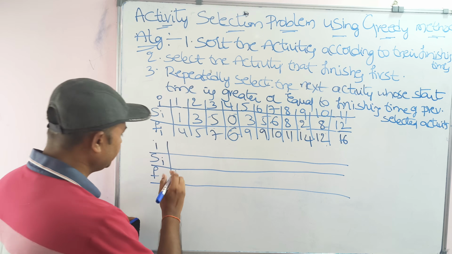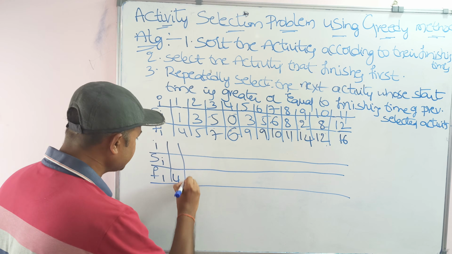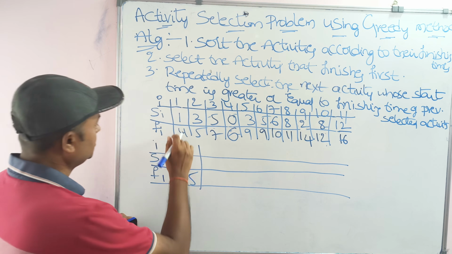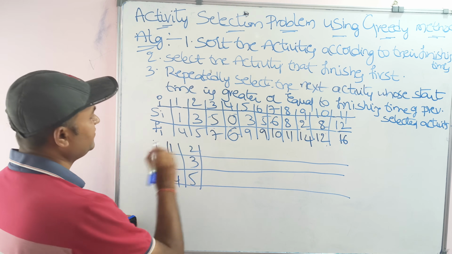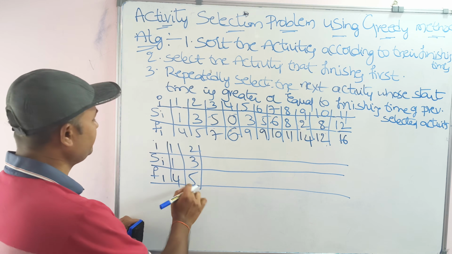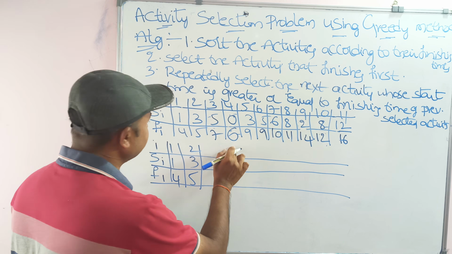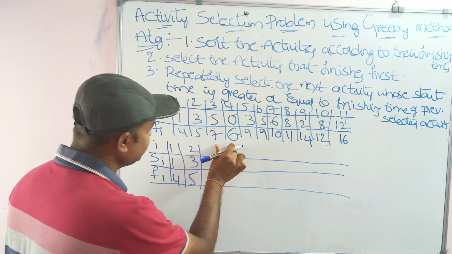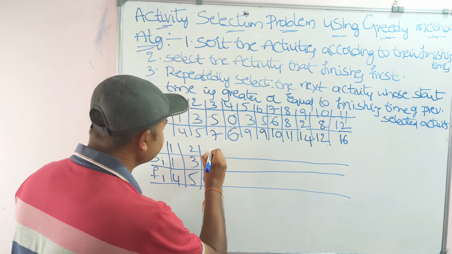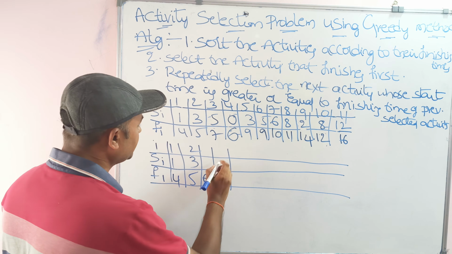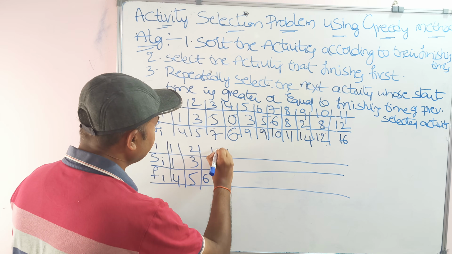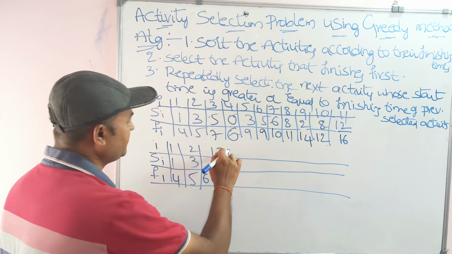Next, first 4, 5. So the first two activities are in ascending order already. Finishing times 4, 5: starting time 1, 1, 3, activities 1, 2, 3. Next 7, 6. These two are not in ascending order, so 7, 6 becomes 6, 7. So 6 has starting time 5, activity number 3, finishing time 7.